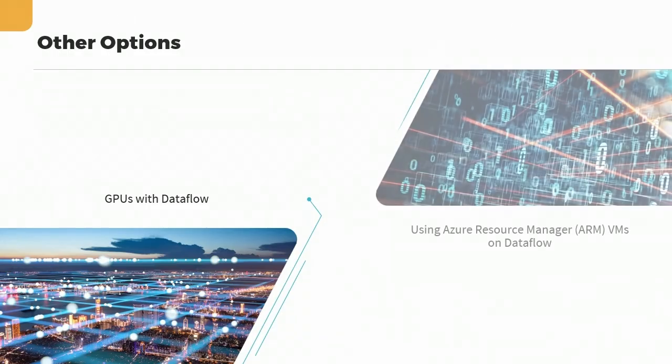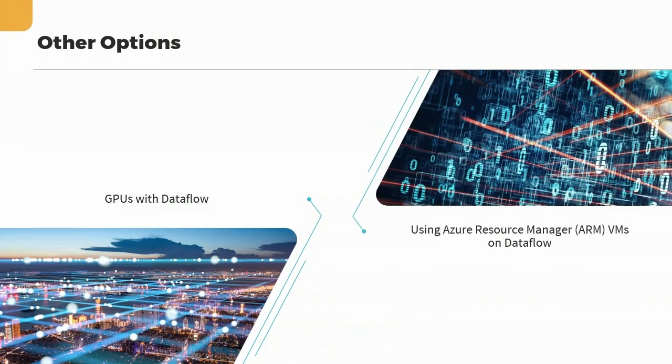And I'll have things like Azure Resource Manager or ARM VMs on Dataflow. What this means is that I can use the Tau machine series of ARM processors to run Dataflow jobs. And this ARM architecture is optimized for power efficiency. Using these VMs will yield better price per performance than using the x86 types of processors from Intel, for example. And so ARM processors are great for this kind of processing.